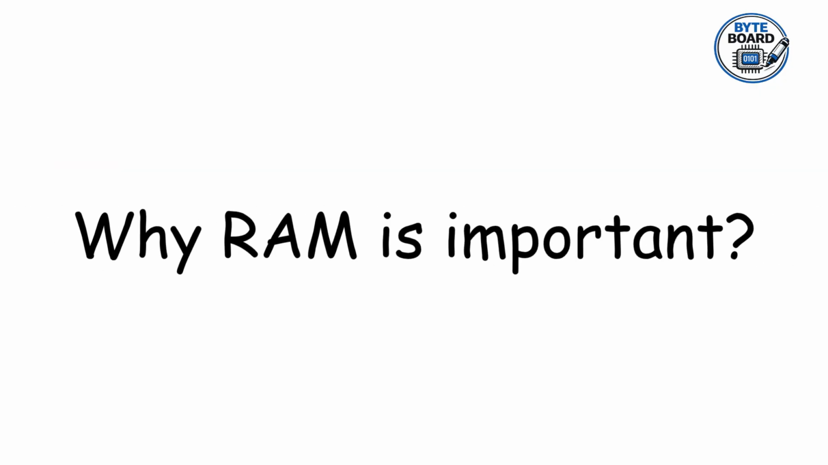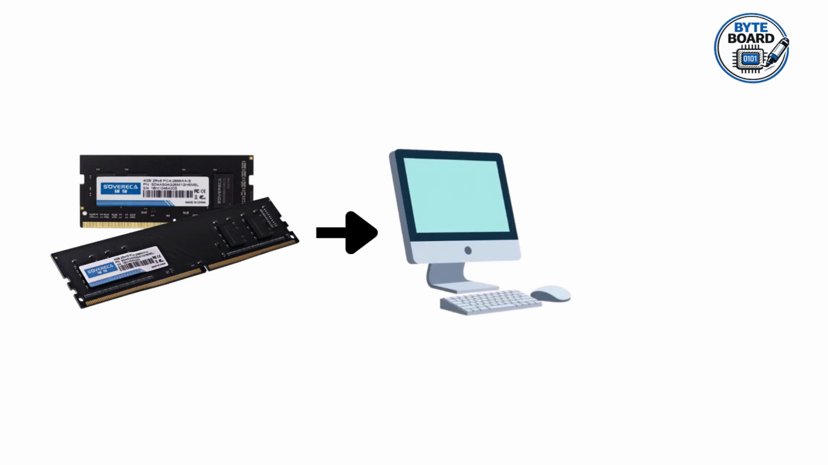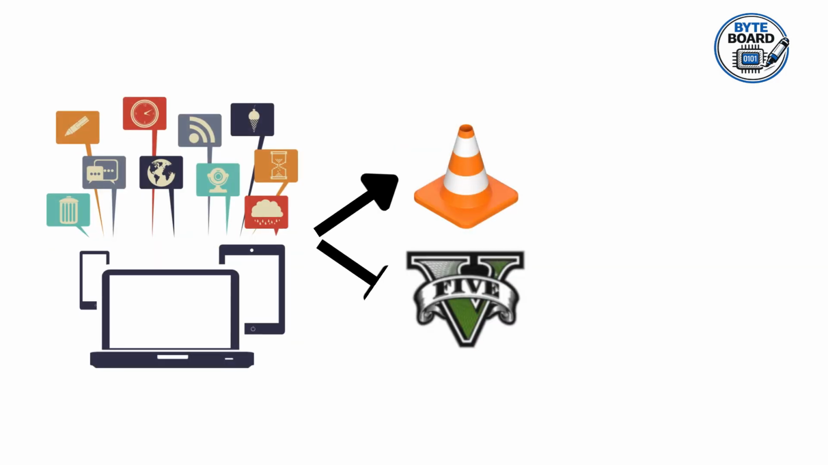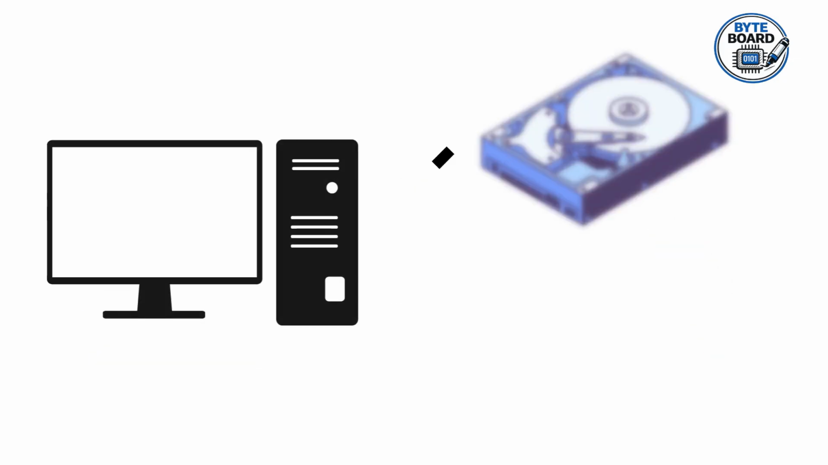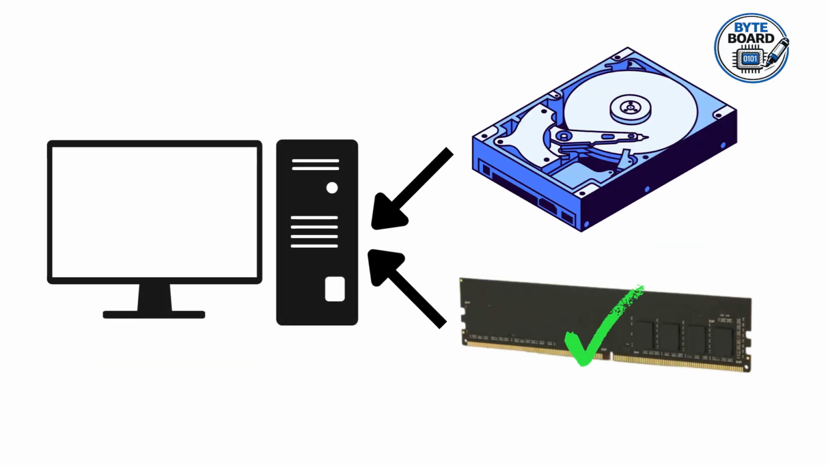Why is RAM important? RAM is very important because it makes your computer fast and responsive. When you open an application, like a browser or a game, the data is loaded into RAM. This allows your computer to access the data instantly instead of loading it again and again from storage.